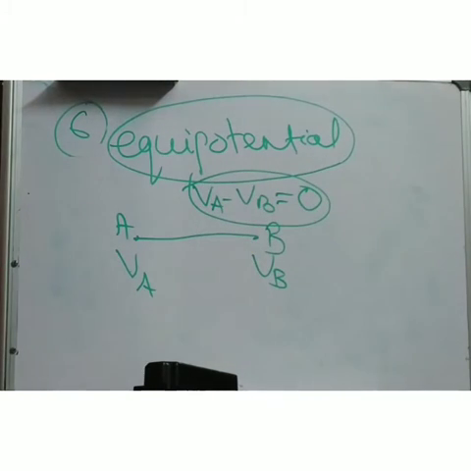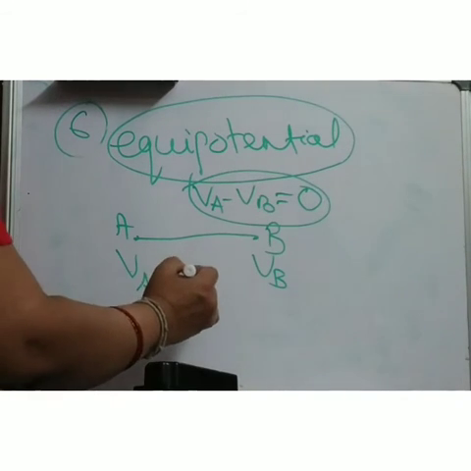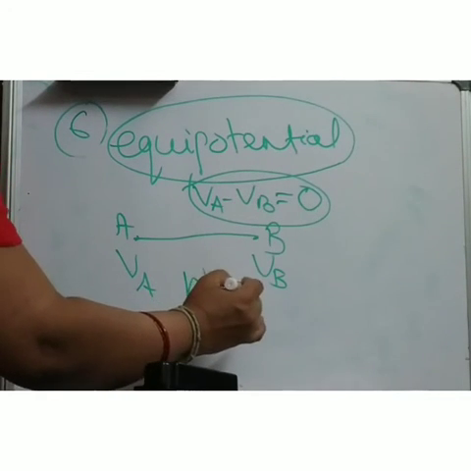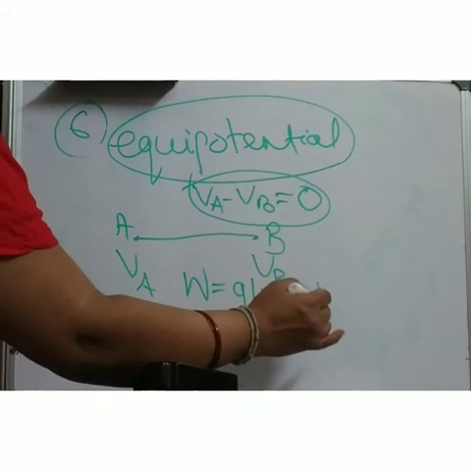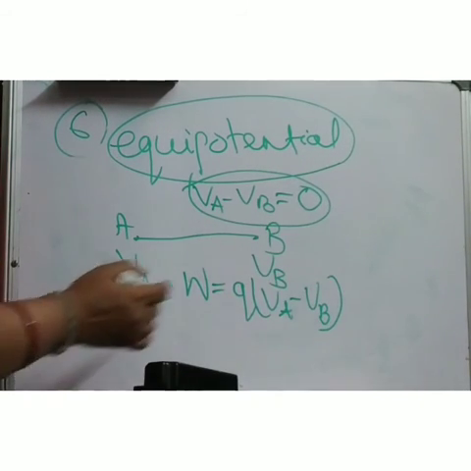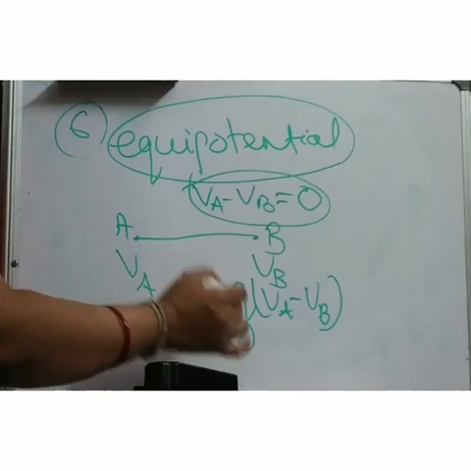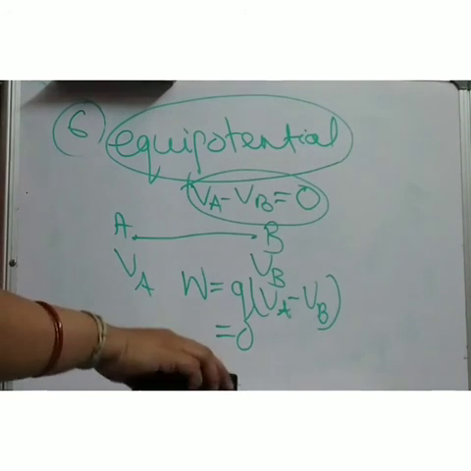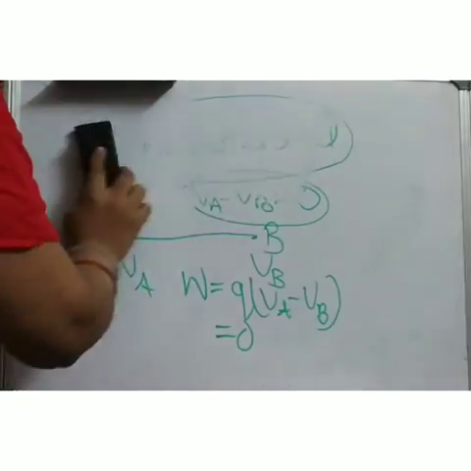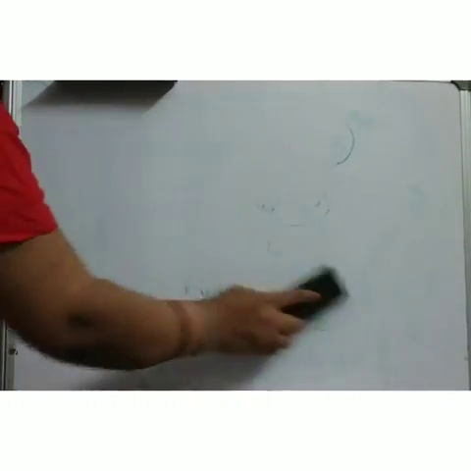If your potential difference is 0, then what is your work done? Work done will be Q times (VA minus VB). So this is 0, that means your work done is 0. So your answer will be 0. Okay. Is it clear? I think it is clear. So I will move to the next question.